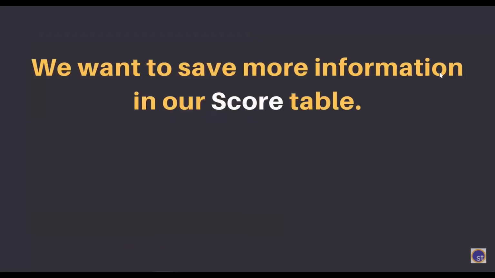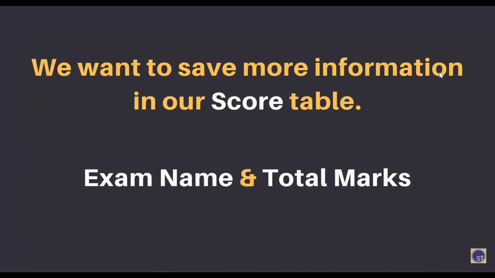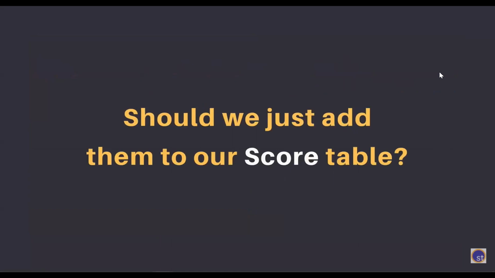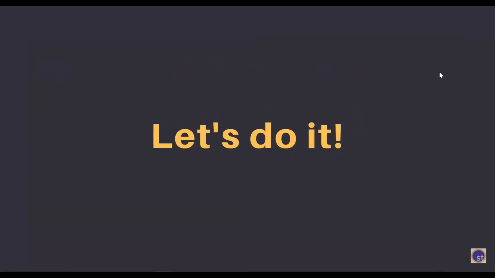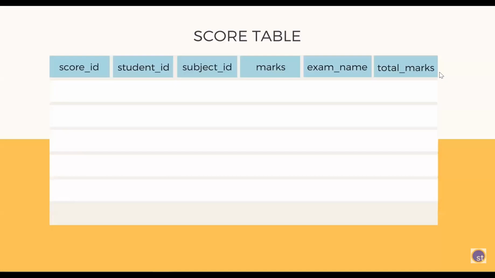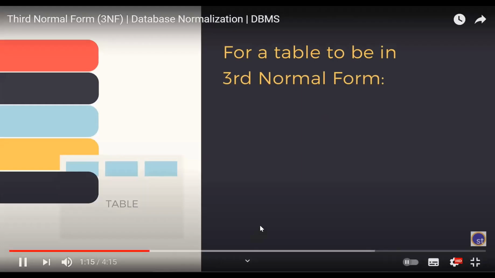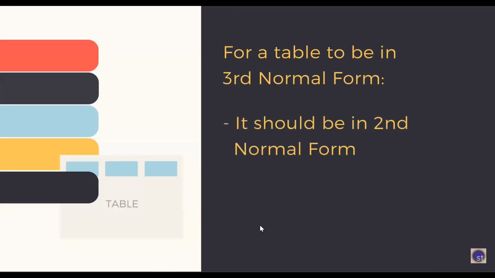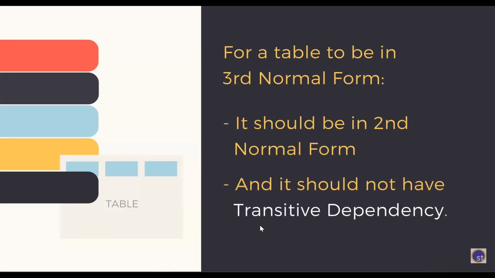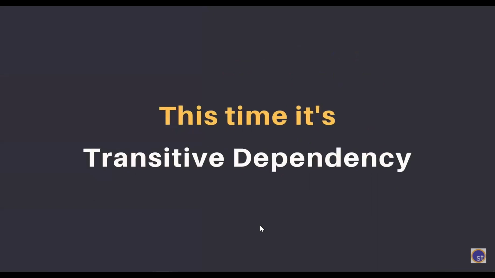But we missed adding some information in the score table in our last video. We need to save exam name and total marks also in the score table. So should we just add them? Let's do it. So here is our updated score table. Coming back to the third normal form, for a table or relationship to be in third normal form, it must be in the second normal form and it should not have transitive dependency. Remember partial dependency? This time it's transitive dependency. They're different.